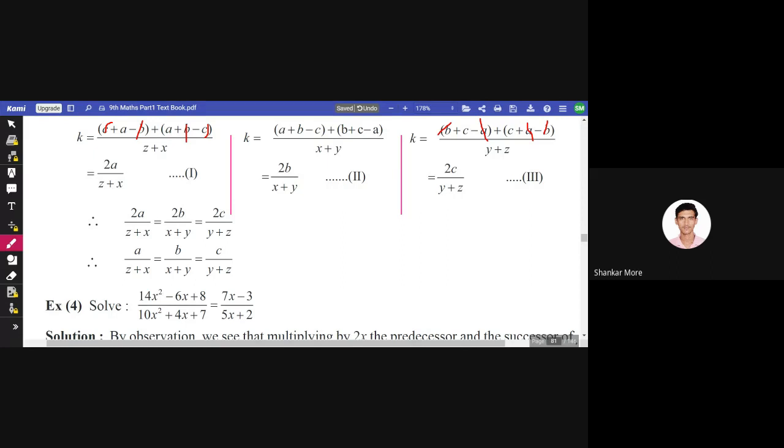So we can take 2 out from everyone. If we take 2 out from all three denominators, it does not change the meaning of this equation. So that's why a by z plus x equals b by x plus y equals c by y plus z. Now just tell me, did you understand the last step where we took out 2? Did you understand that or not? Yes or no? Any confusion in this step? Okay, you understood this. Great.